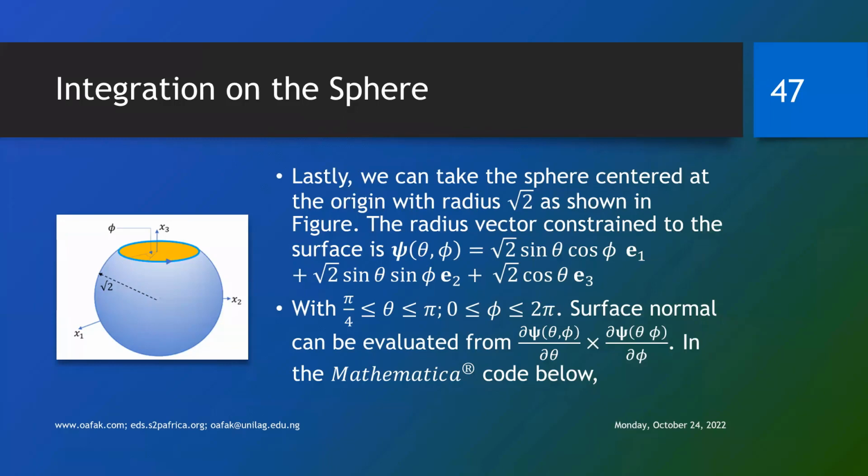So this is how you integrate in 3 dimensions, beyond the simple ones that you have been doing since your secondary school days. You integrate in 3 dimensions by using the gradient, divergence, and curl, and using Green's theorem, Stokes' theorem, and Gauss' theorem.